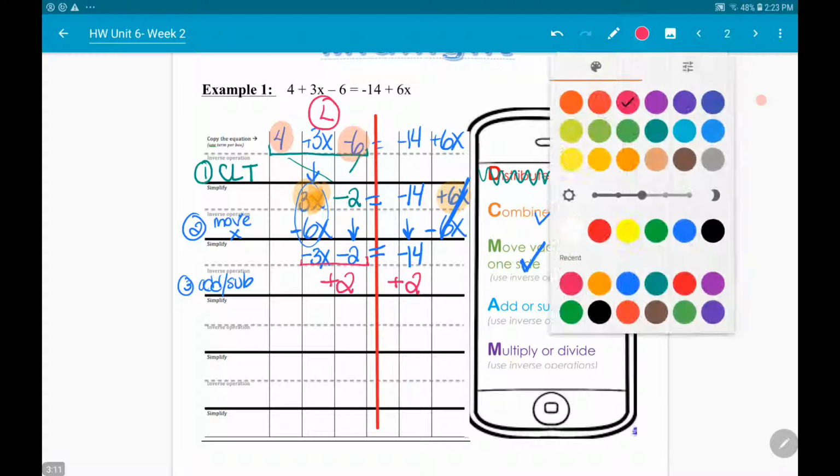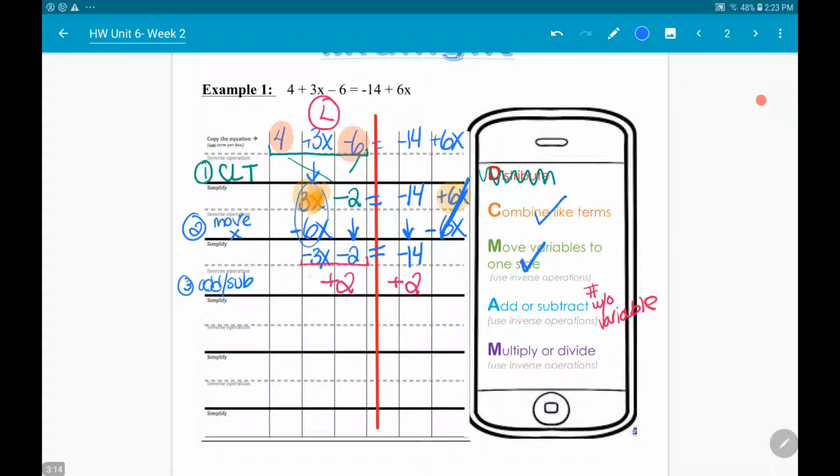Alright. Bring this down. -2 and +2 are opposites, so they cancel. And on the right side, I'm going to solve it. Alright, that was add or subtract.